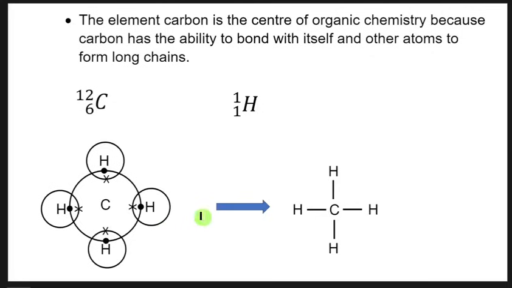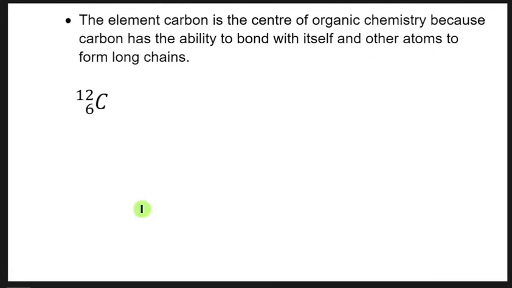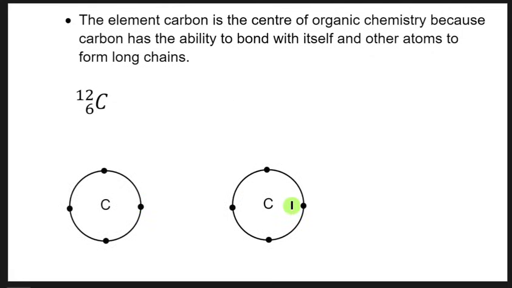Now, let's say we have this carbon here and another carbon. So these two can still bond together, because we said that carbon has the ability to bond with itself and other atoms to form long chains. So we said the element carbon is the center of organic chemistry, because carbon has the ability to bond with itself and other atoms to form long chains. So let's see how it can bond with itself here. So we have two carbon atoms here.